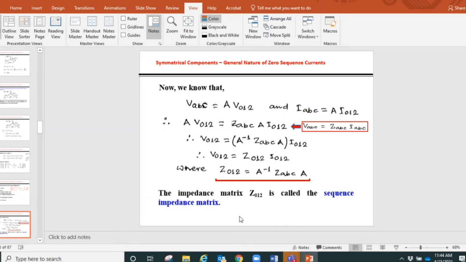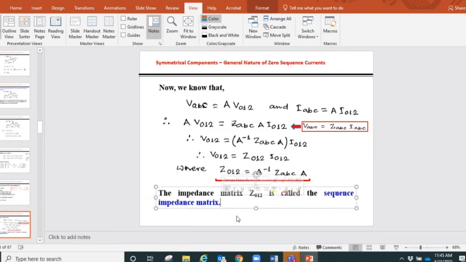And now we want to use the transformation. If we remember, VABC was equal to A times V012. We also remember the similar equation for the current: IABC will be equal to A times I012, which are the respective sequence component currents. And if we put them in that equation, then we end up having Z012 equal to A inverse times ZABC times A. And this Z012 is called the sequence impedance matrix.